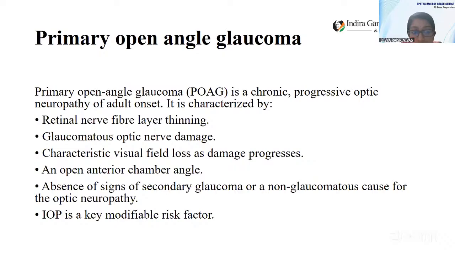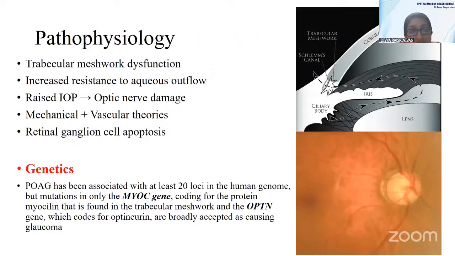In primary open-angle glaucoma, you should remember that IOP is a key modifiable risk factor, and always rule out the signs of secondary glaucoma first before terming it primary open-angle glaucoma. They can ask you in the exams about the pathophysiology of POAG. It's basically a trabecular meshwork dysfunction that causes an increased resistance to aqueous outflow, causing a raised intraocular pressure inside the eye. This raised IOP can cause mechanical as well as vascular changes on the optic nerve head, resulting in ganglion cell apoptosis. Sometimes in the viva, they can also ask you what the genes involved are. It can be the myocilin gene or the optineurin gene, which are broadly accepted as causing glaucoma.